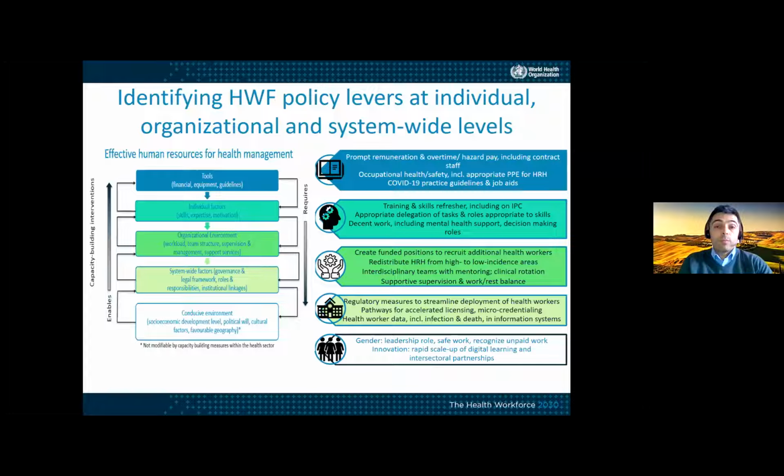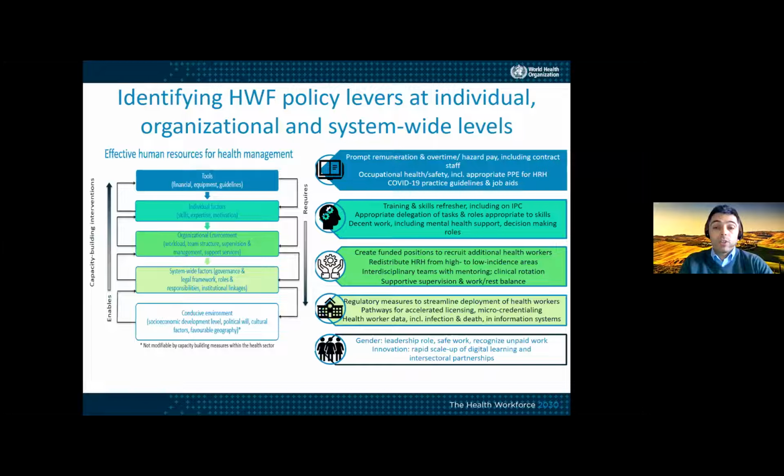This relates, for example, to ensuring appropriate management practices, avoiding overload of existing health workers. For example, this entails creating funded positions to recruit additional health workers, redeploying health workers across levels of care or across geographical regions. And finally, system-wide factors that relate to the broader governance and legal framework.